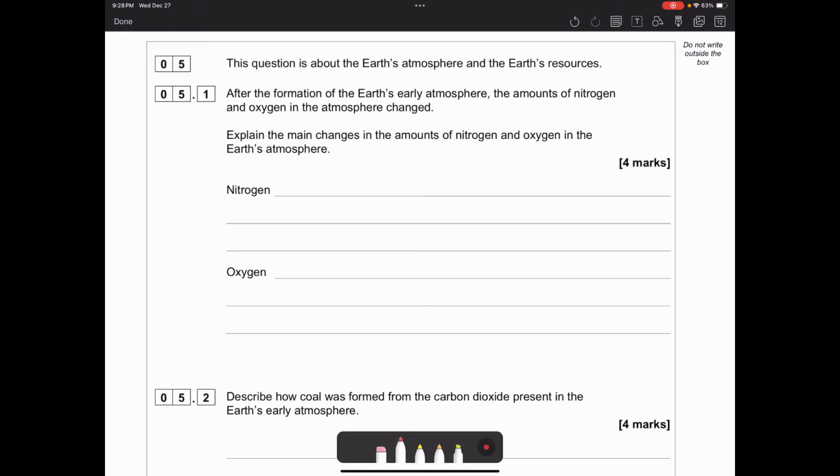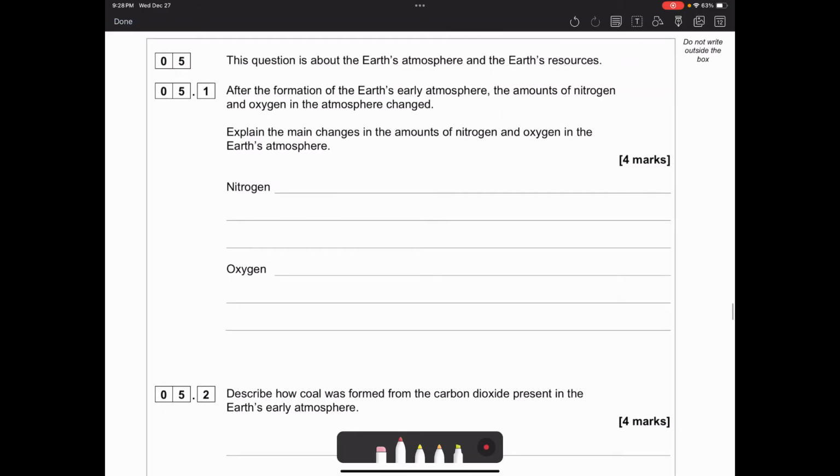Okay, question number 5 then. This question is about the Earth's atmosphere and the Earth's resources. After the formation of the Earth's early atmosphere, the amounts of nitrogen and oxygen in the atmosphere have changed. Explain the main changes in the amounts of nitrogen and oxygen in the Earth's atmosphere.